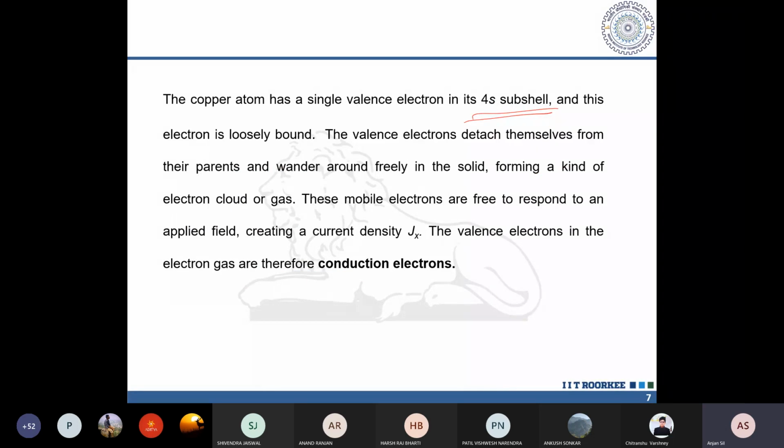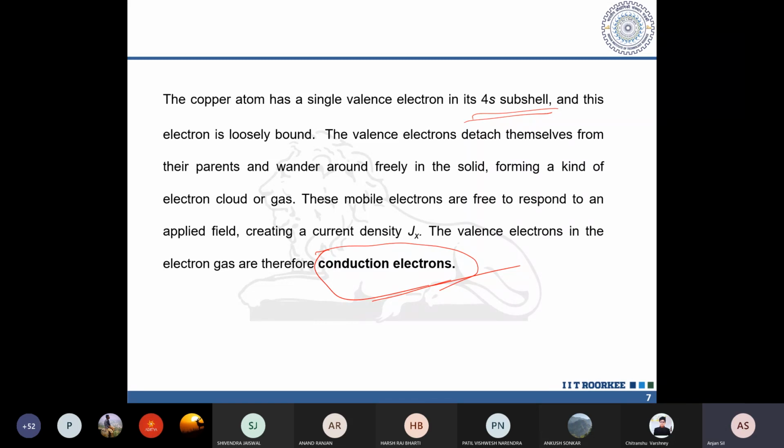Now there are millions of copper atoms, so millions of electrons are there, and those electrons will be in a common sharing space. They will not be sticking to a particular atom; as if they belong to all the atoms, right? So we call these electrons conduction electrons, because they are free to move. It is not a semiconductor type. They are free to move in the metallic case.